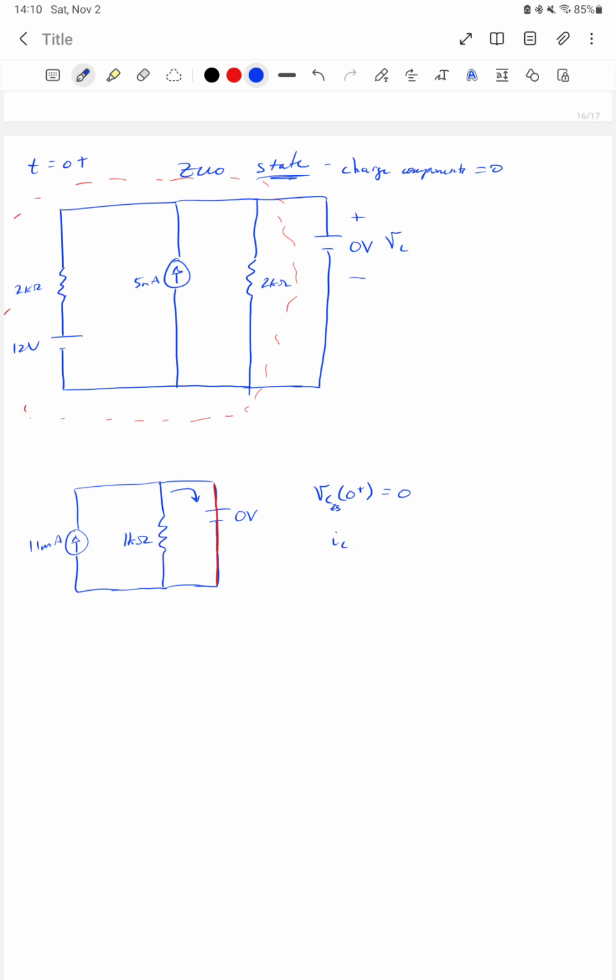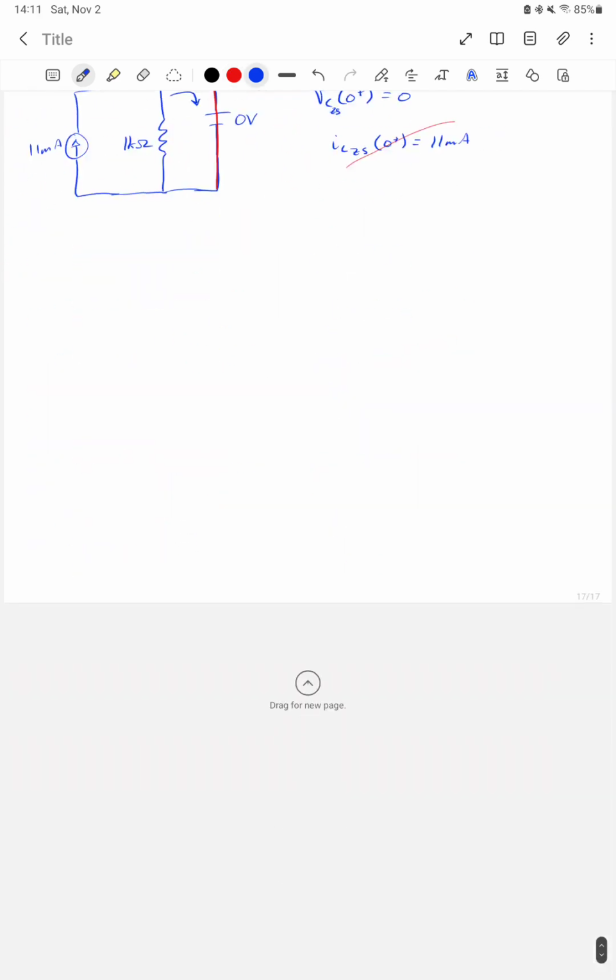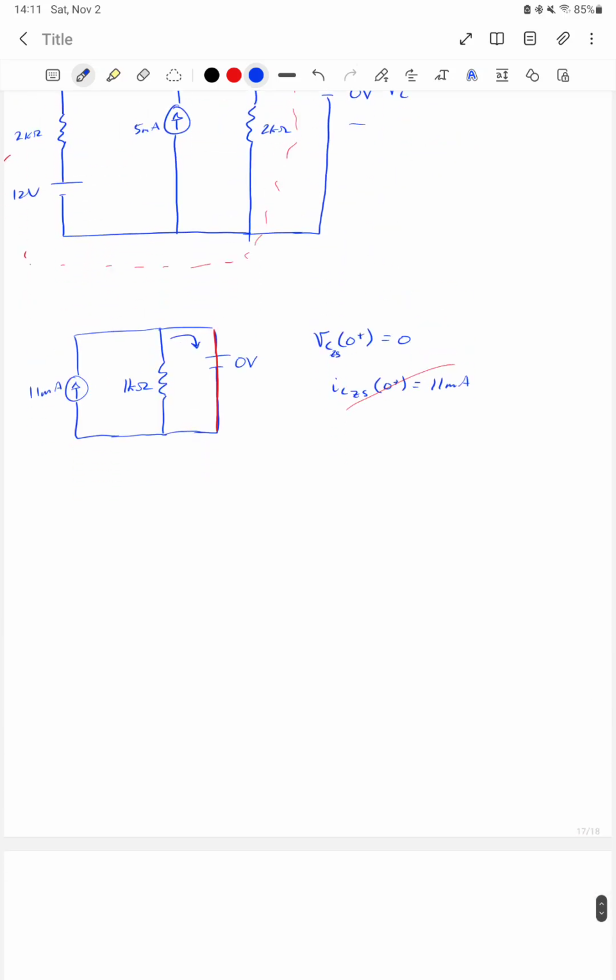But our IC, and I don't think we're actually going to have to use the IC in this circuit because it's a first order, so we don't have an A plus B type of thing going on. But in theory, our IC is equal to your 11 milliamps, right? All of the 11 milliamps are going to be going down the branch that has the capacitor, based on the short circuit analogy. But I don't think we're actually going to use this. I should put VC(0+) is equal to 11 milliamps. I don't think we're actually going to be using this for this equation, but just to keep that in mind if you see something like this in another problem.